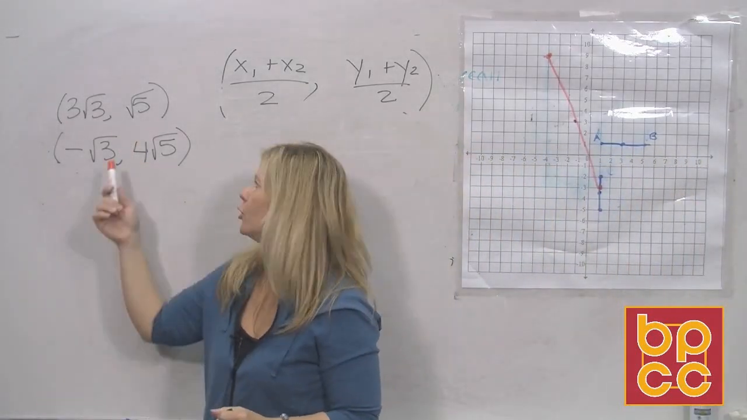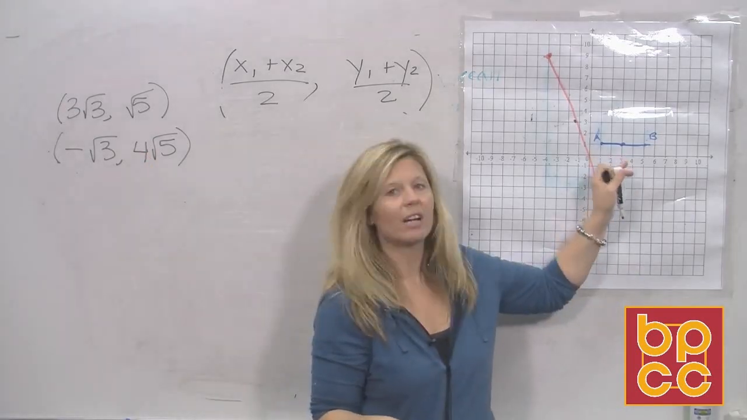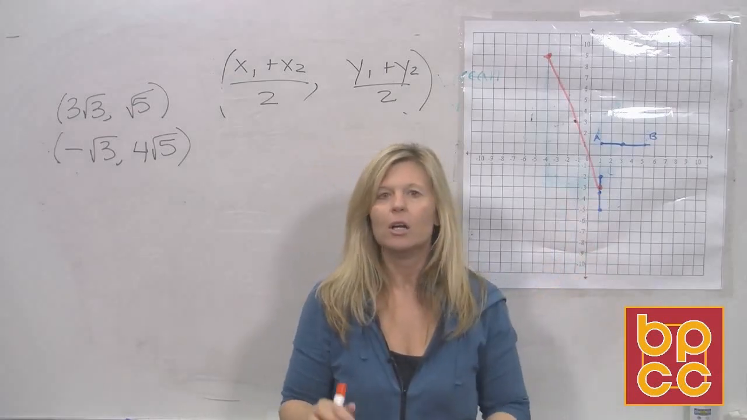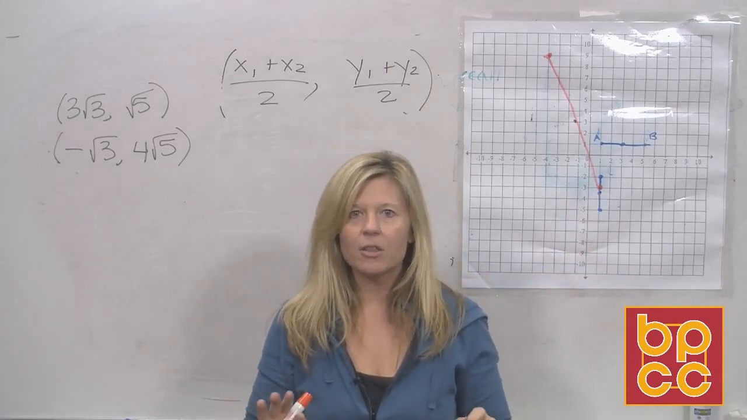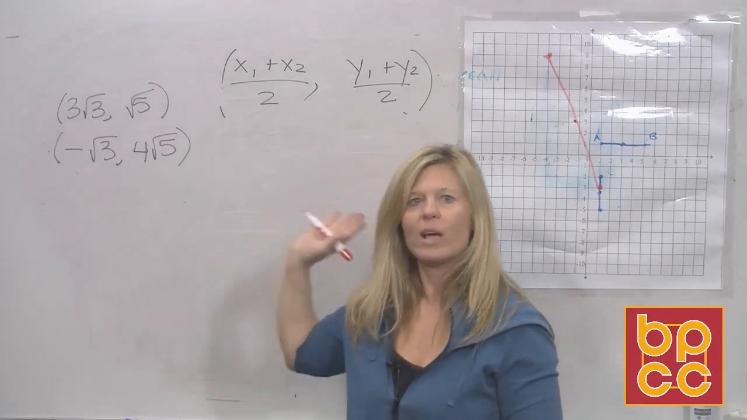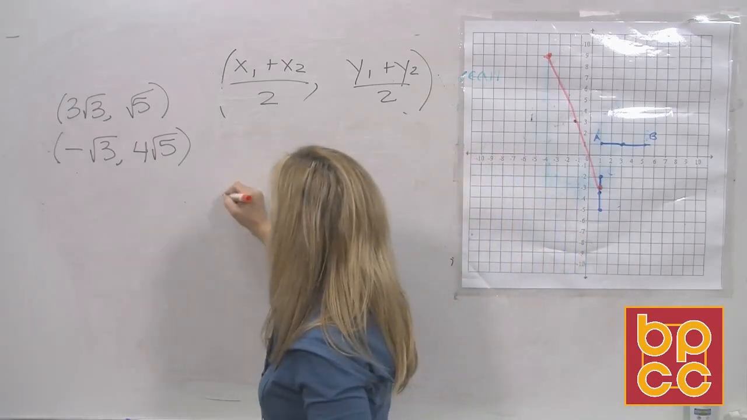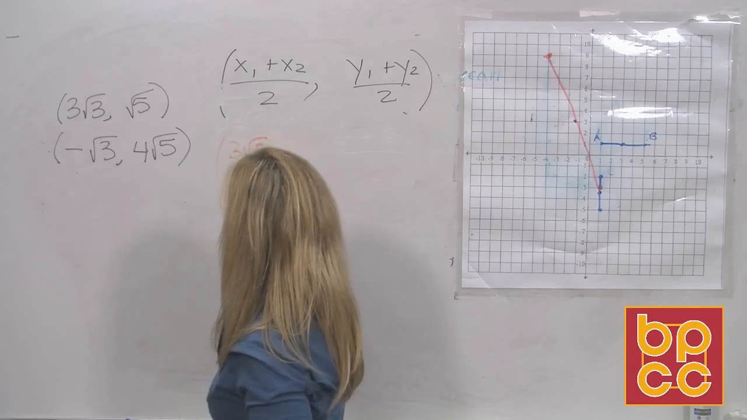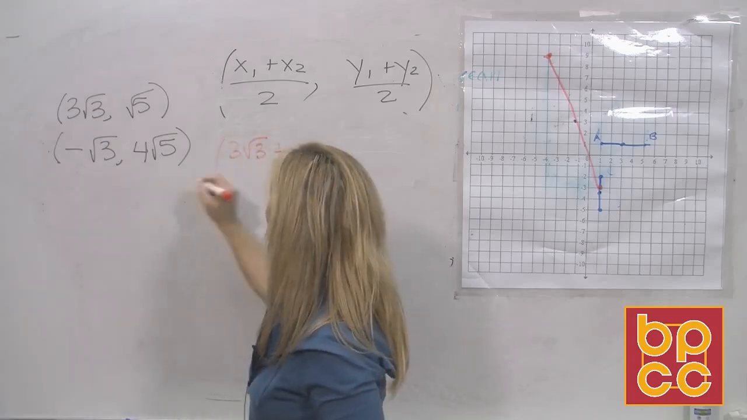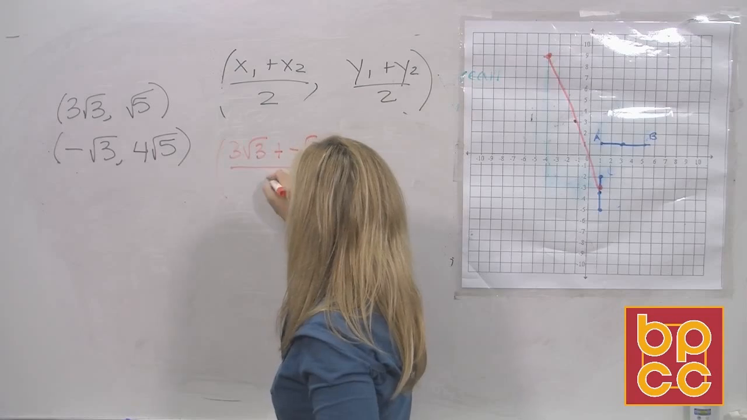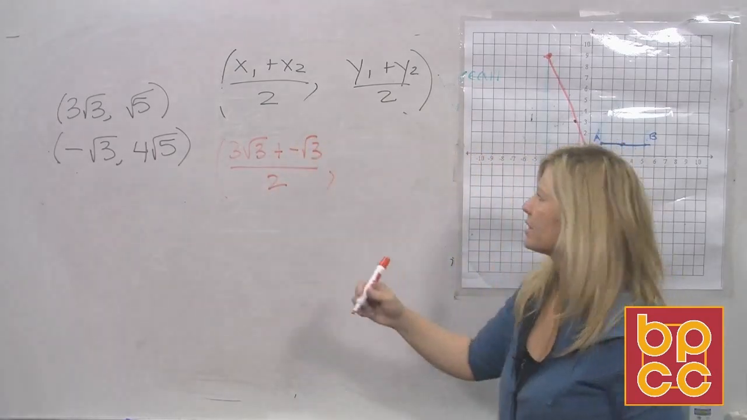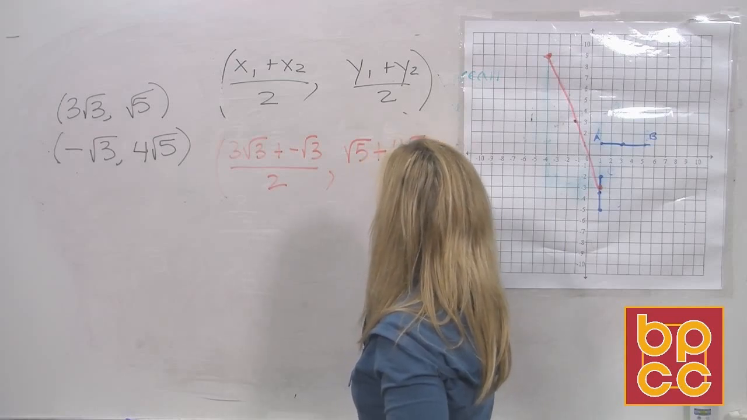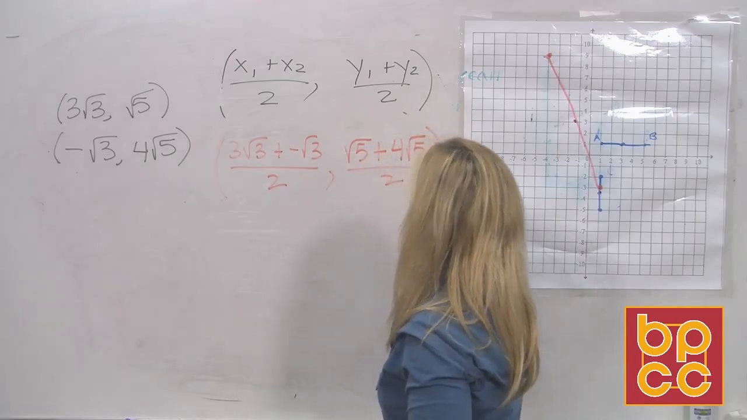Again, I agree with you. To graph irrational numbers would be very hard on graph paper because you'd first have to convert these to decimals and then find out where they are. So guys, look at me. Anything other than whole numbers, if we're dealing with graphing, we have formulas. So to find the midpoint, it's an average. Average means to add and divide. So I'm going to take my first x, 3 square root of 3, and add it to my second x, negative square root of 3, and divide by 2. I'm going to take my first y, square root of 5, and add it to my second y, 4 square roots of 5, and divide it by 2.